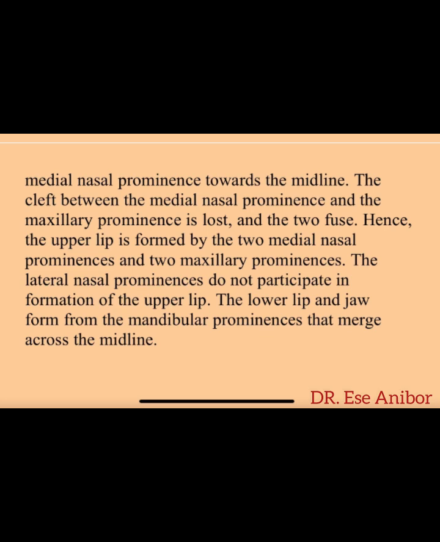Then, of course, you still have the lateral nasal prominences there, but the lateral nasal prominences do not participate in the formation of the upper lip. What about the lower lip? The lower lip and the lower jaw form from the mandibular processes, the two mandibular prominences that merge across the midline. So that way, the upper and lower lips are formed.